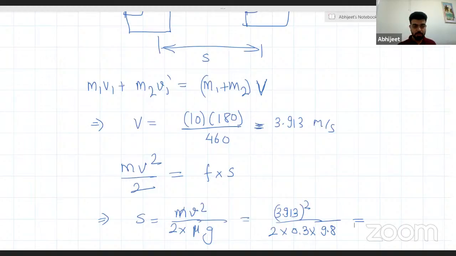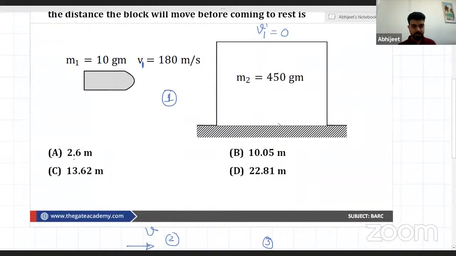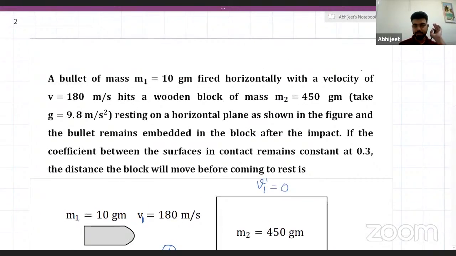Okay, so we have to square this, then divide by 0.3, then divide by 9.8, then divide by 2. So how much is the answer? 2.6, correct? So 2.6, that is option A is correct, right? So option A is correct here. Clear everyone? So this is question number 2.